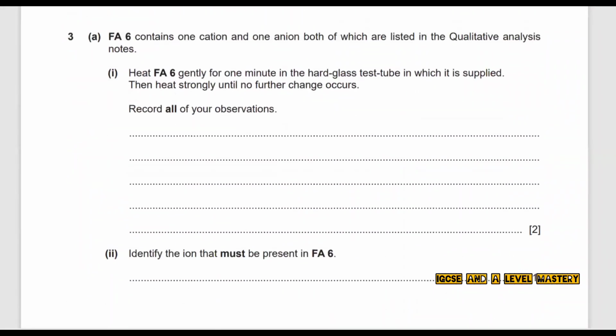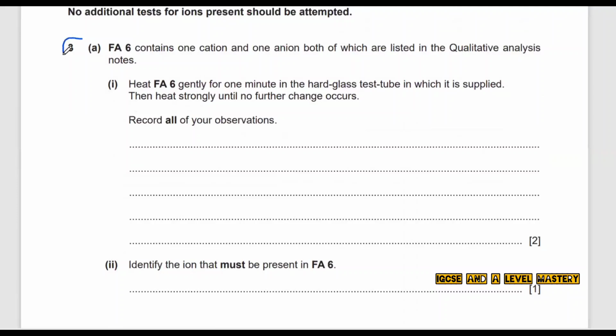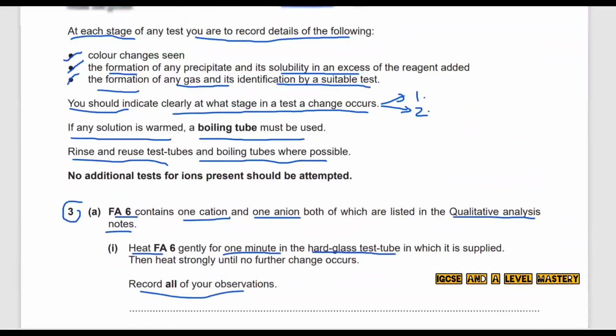Let's dive into the question. So this is question 3. It says FA6 contains one cation and one anion, both of which are listed in the qualitative analysis notes. The first instruction is: heat FA6 gently for 1 minute in a hard glass test tube. What do you mean by a hard glass test tube? It's nothing but a boiling tube, which is supplied. Then heat it strongly until no further change occurs. Record all your observations.